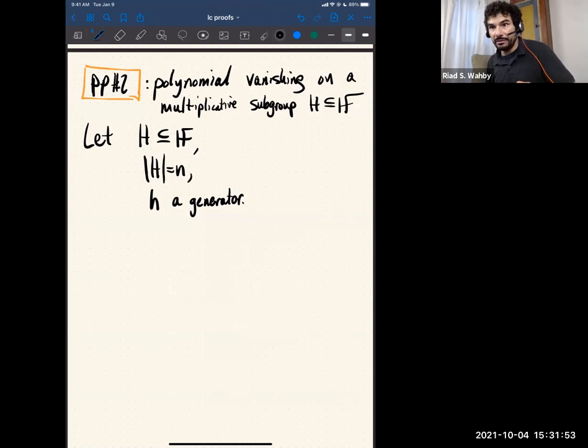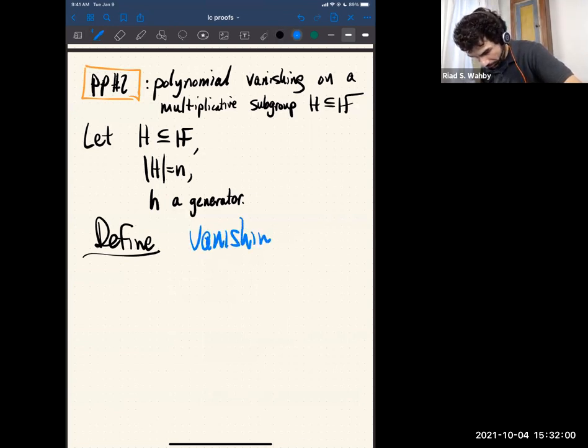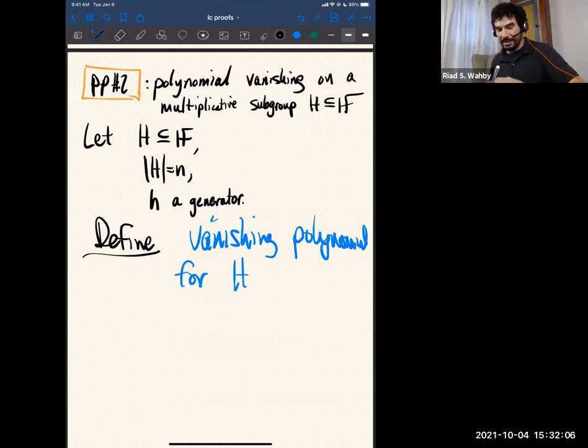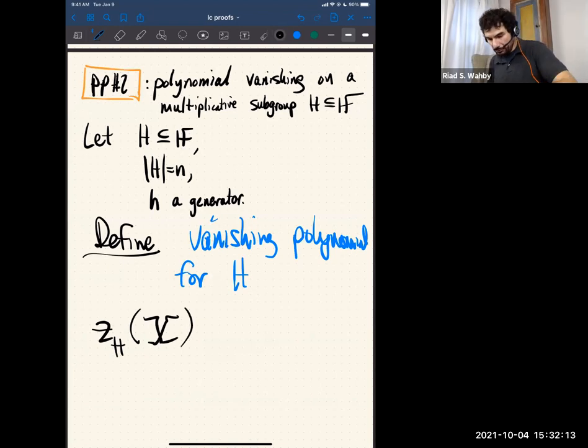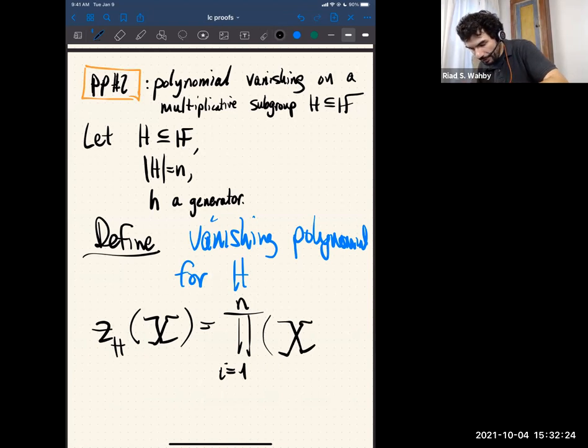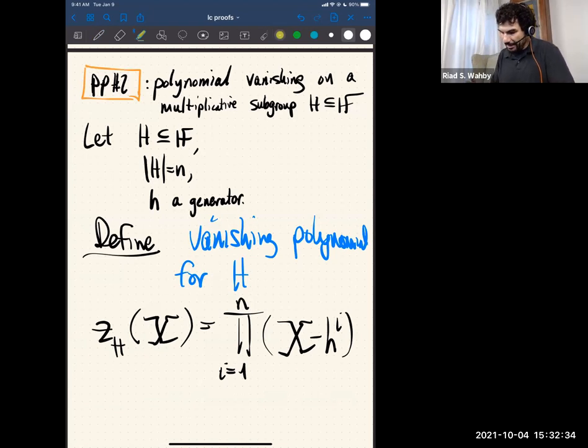So let's first define the vanishing polynomial for H. That's defined as, we're going to call it Z sub H of big X, and it's essentially just the product of all the roots in H, a root at every element of H rather. Remember that little h generates the group H. So if we go i equals one to n, this is one root at every point in the group H. This is the vanishing polynomial on H.